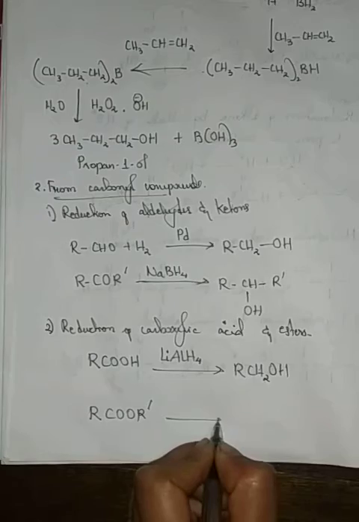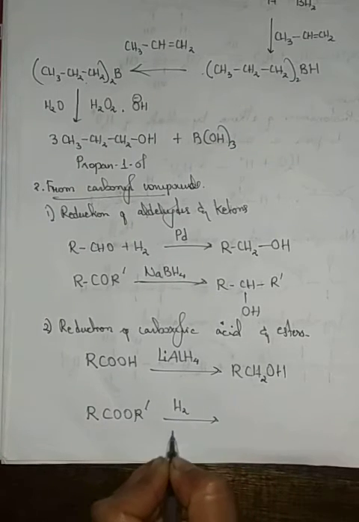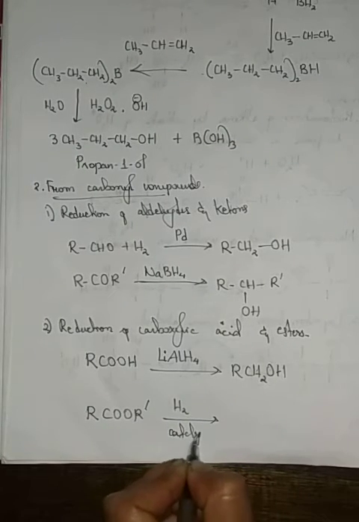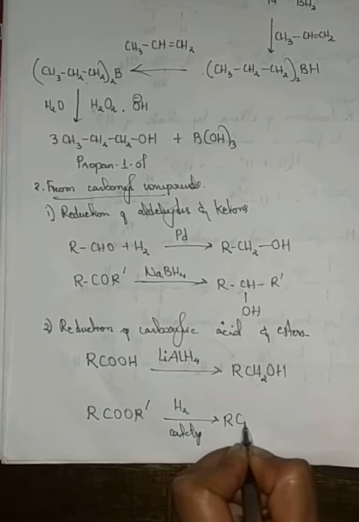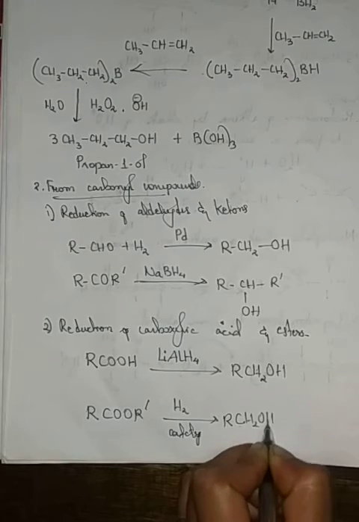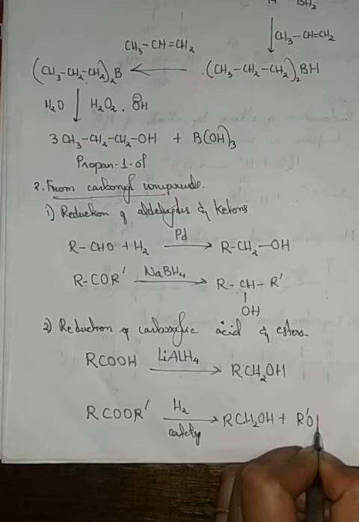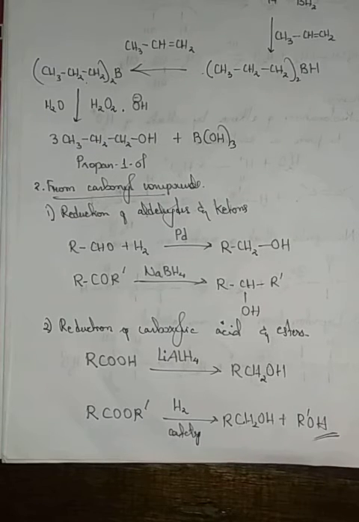The second one is from esters, RCOOR'. Here we use hydrogen in the presence of a catalyst, and we get RCH2OH along with a second, different alcohol, R'OH. Now the last preparation method of alcohols is from Grignard reagent. In this reaction, alcohols are produced by the reaction of the Grignard reagent with carbonyl compounds.